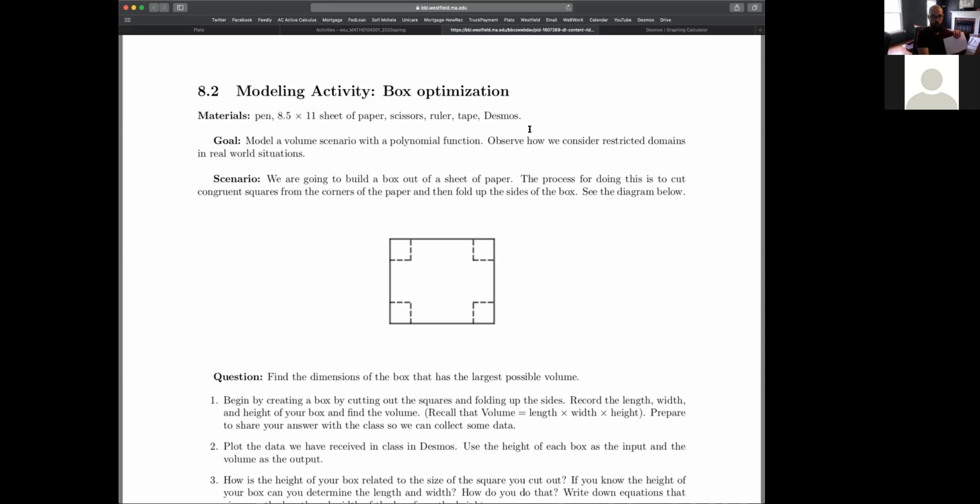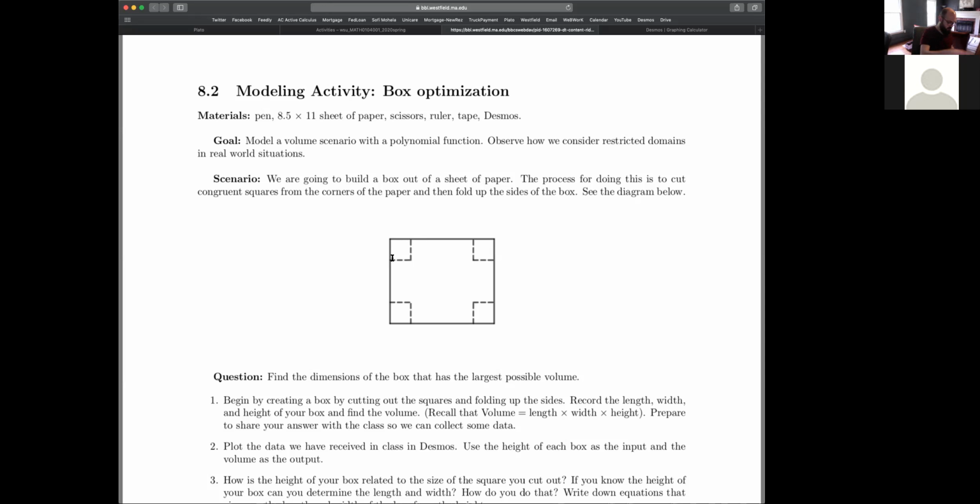Okay, so what we're going to do is model a similar situation where we're going to optimize this box made out of a piece of paper. We're going to have some constraints on us, right? The constraints I'm imposing on this problem are the way that we're going to create our box. You're going to take some corners out of the piece of paper, and we're going to fold up the box.